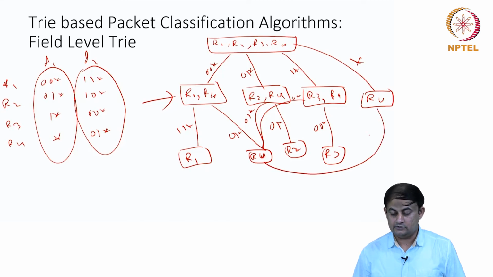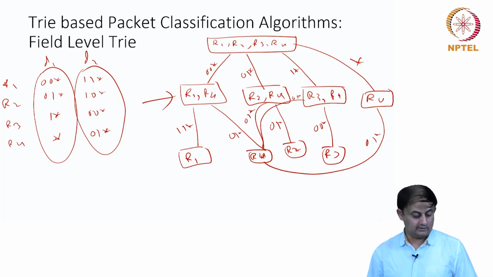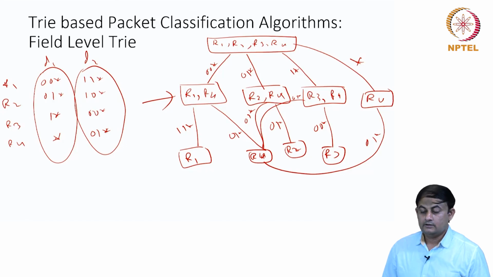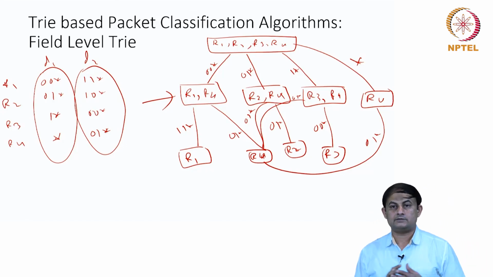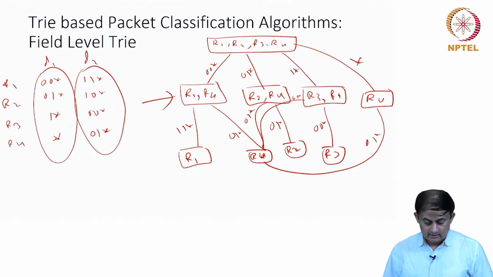And again on 0 star, so in the second dimension, I am going to this node. So this is the field level trie structure for this particular classifier with the 4 rules. So basically the segregation is shown.